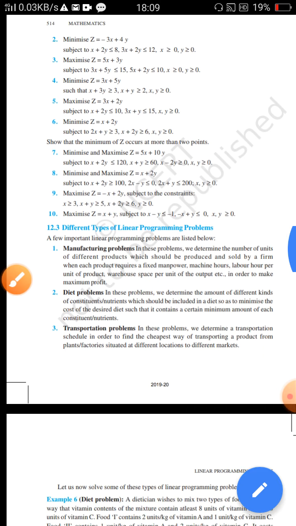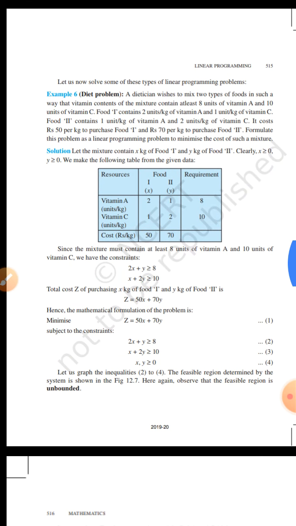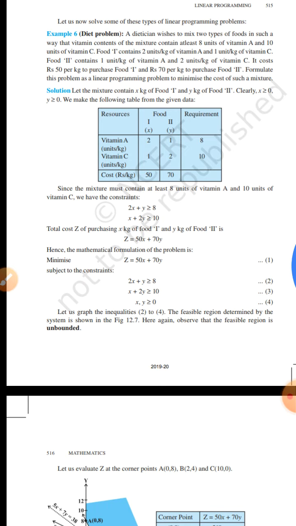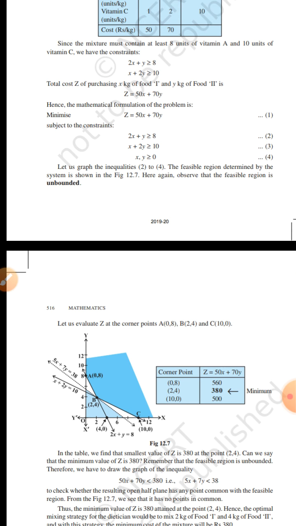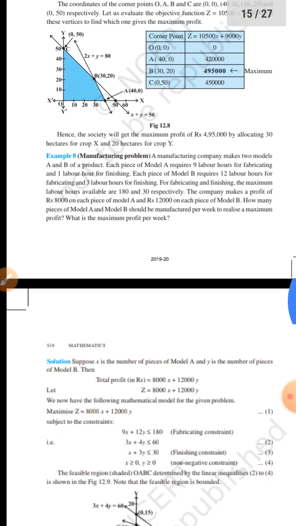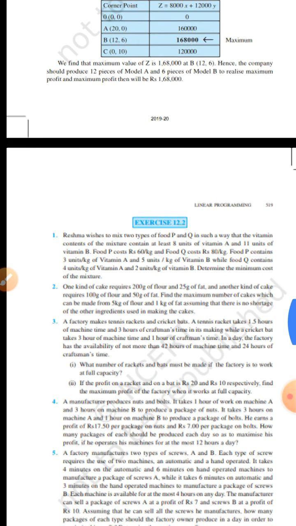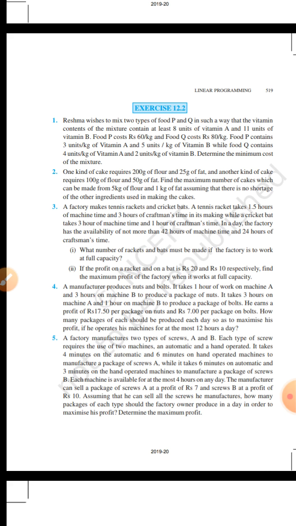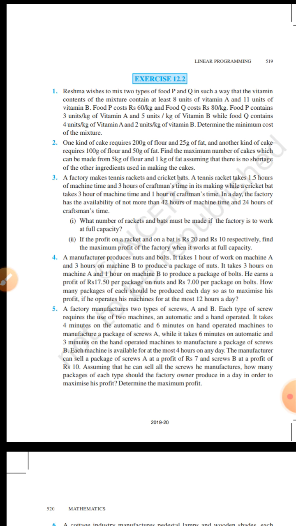Now let's move on to 12.2. Mostly this is not given straightforwardly, it is given as a summary. So we have to calculate this and make a graph, then we are able to see the maximum and minimum value. First I will teach you in my other videos about maxima, and further videos will come on minima. Then I will teach you about exercise 12.2.